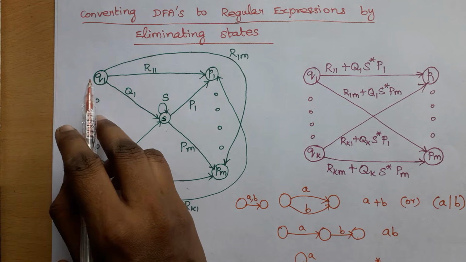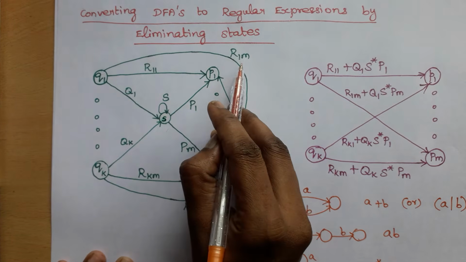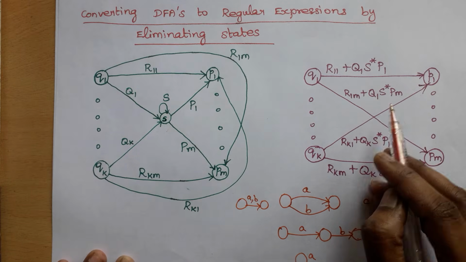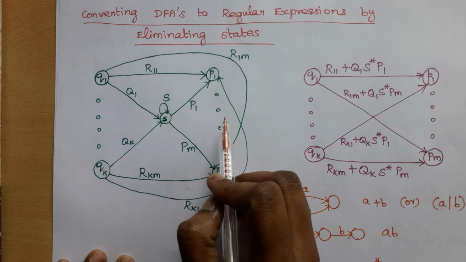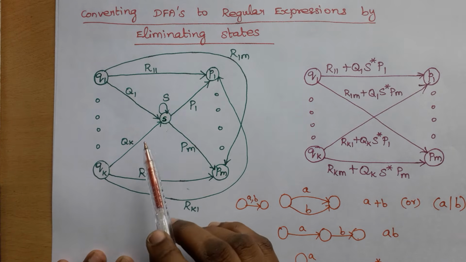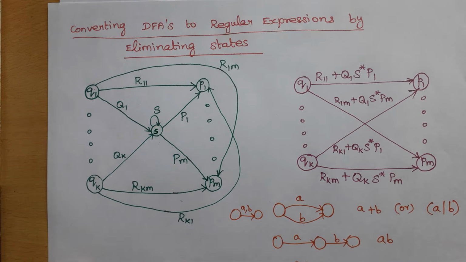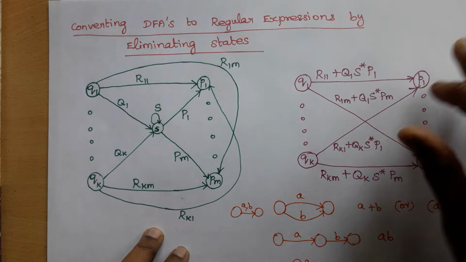Similarly, from Q1 to PM, this arc is labeled by R1M plus Q1 S star PM. Similarly, some other states may also have transitions. We have to replace the regular expressions like this. So in this method, we can eliminate state S.